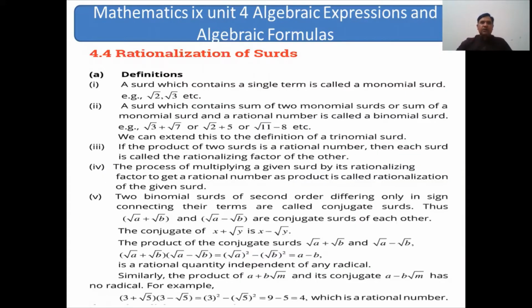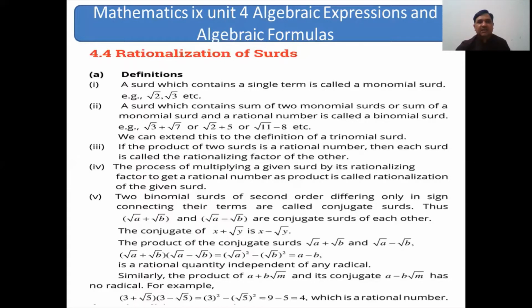Now we are going to start the rationalization of surds. Definitions: a surd containing a single term is called a monomial surd. For example, square root of 2, square root of 3, square root of 5. These are all examples of monomial surds. These surds are also known as pure surds. And there is another type, the mixed surds.